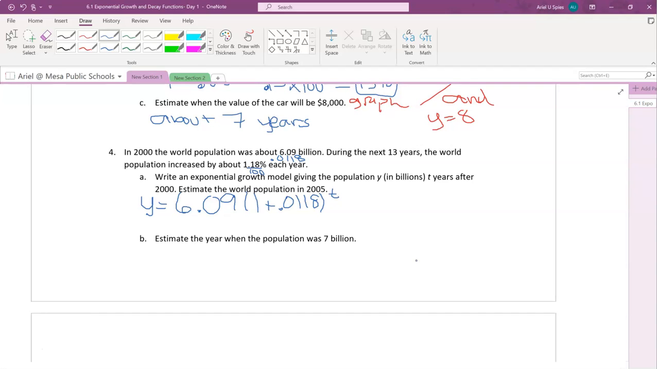Then it wants to estimate the world population in 2005. So how many years after 2000 is 2005? 5.